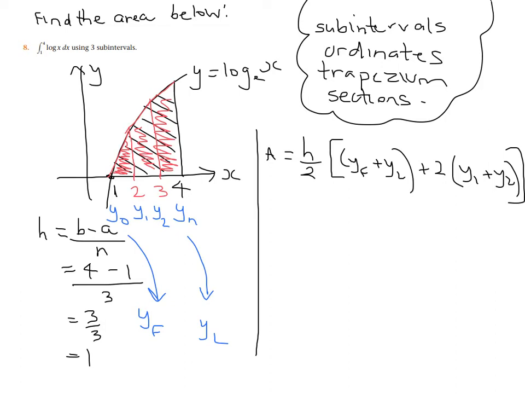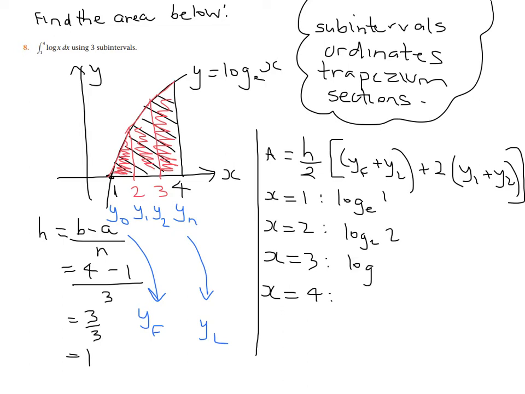Now what we haven't done is these y's are actually the height of each side of these trapezia. So we need to sub in these x values into the function and get a y value. Let's do that first. So x equals 1, 2, 3, and 4. That's going to be the side of the trapezia. So log 1, log 2, log 3, and log 4, just sub it into the function.